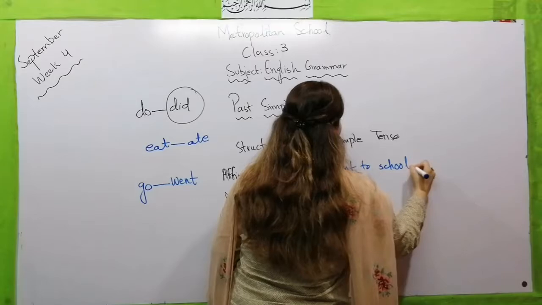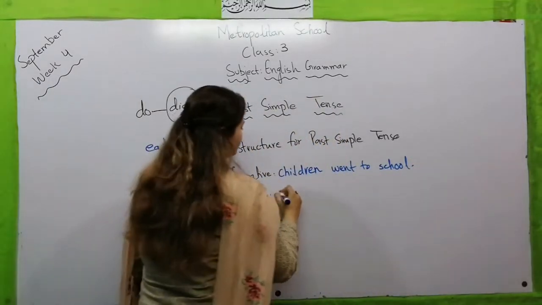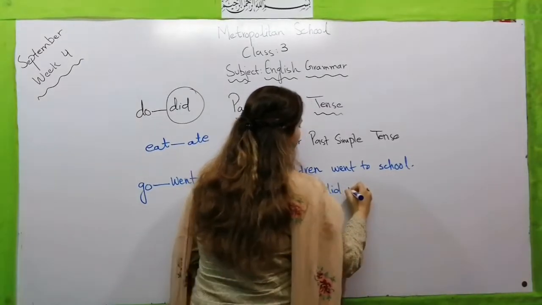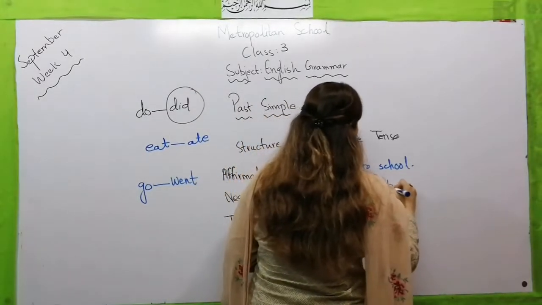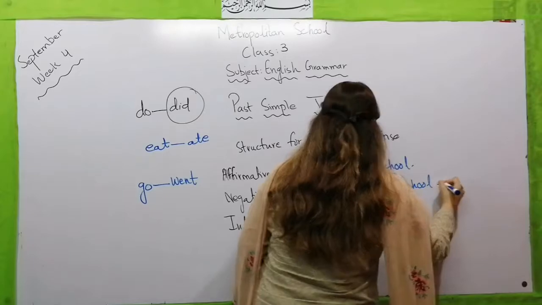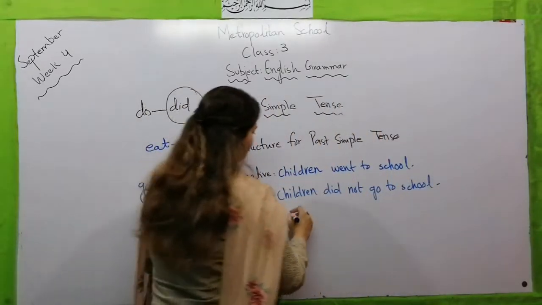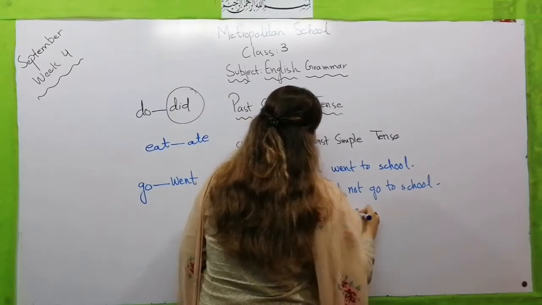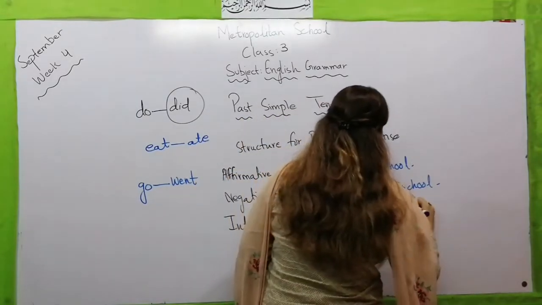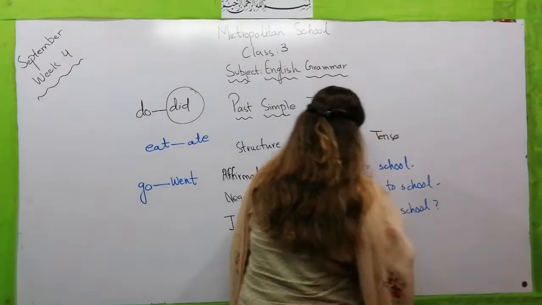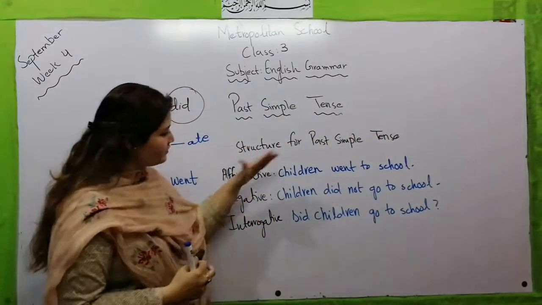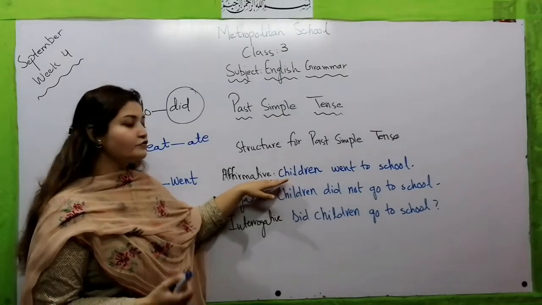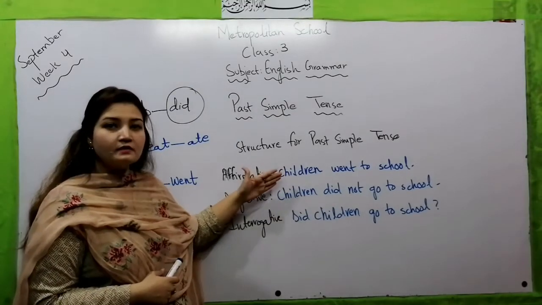to school. Now for the negative, children did not go to school. And for the interrogative, did children go to school, and then a question mark. You can change this word, you can write the synonyms as well. For example, instead of children, you can write down kids.